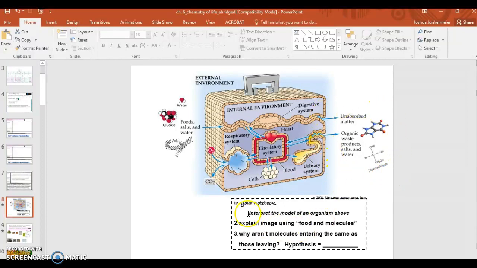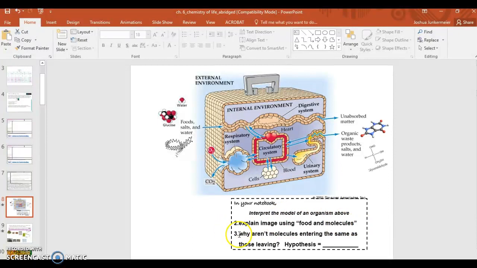It says, interpret the model of the organism above. So we see that the organism has different parts and has an opening where things go in. These are going in as well. And then you see the opening where things go out. Try your best to explain this in your own words. That's one task. So slide 8 has an activity to do, and it says explain image using food and molecules.